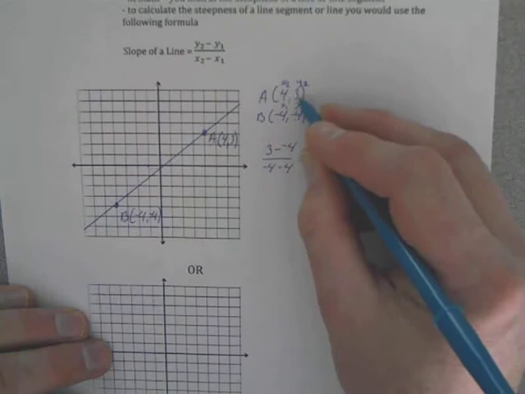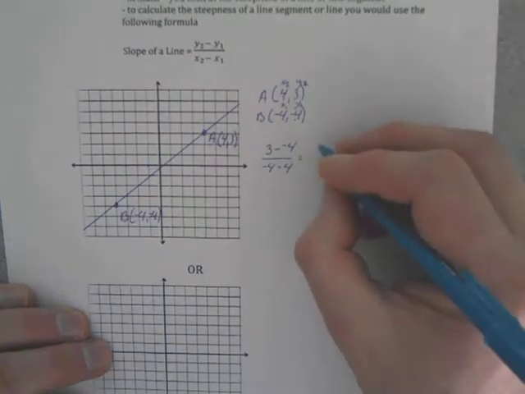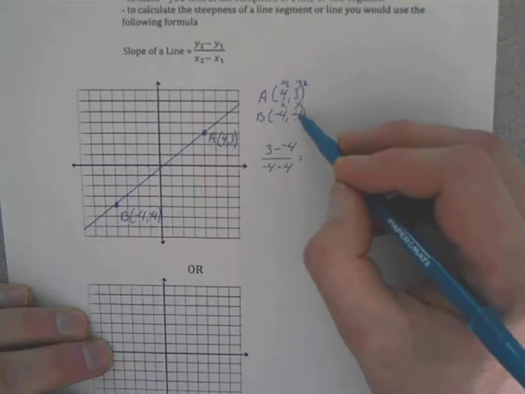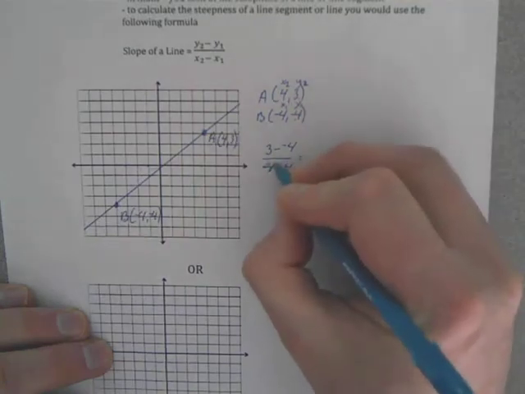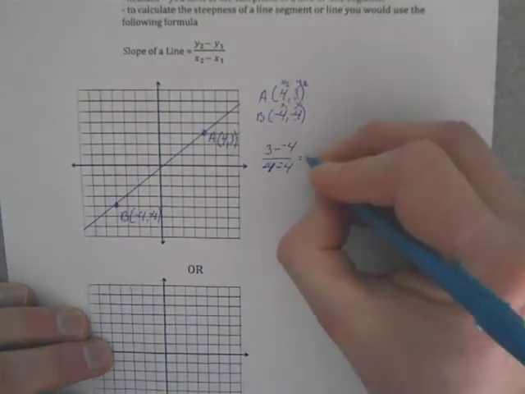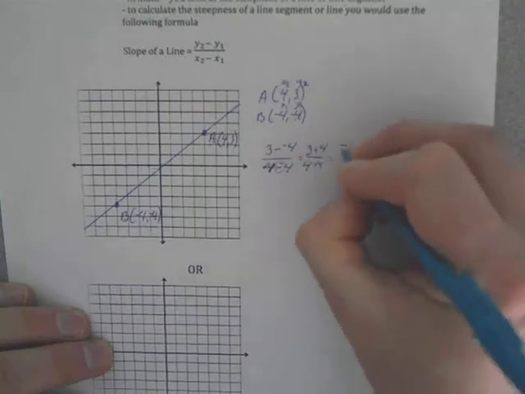Negative 4 minus 3, yeah. Did I do that right? 3 minus negative 4, no, it should be 4 minus negative 4. So, sorry, I made a mistake. So we end up with 3 plus 4 over top of 4 plus 4, which is equal to 7 over 8.